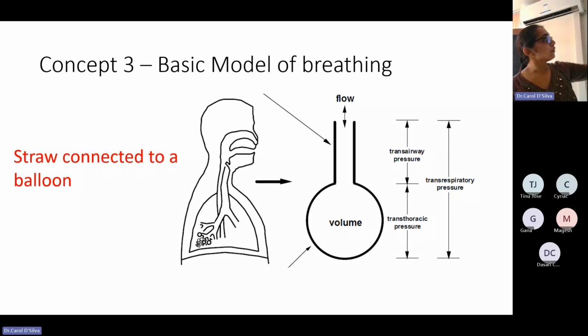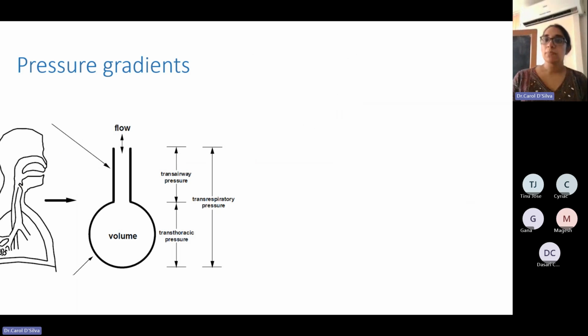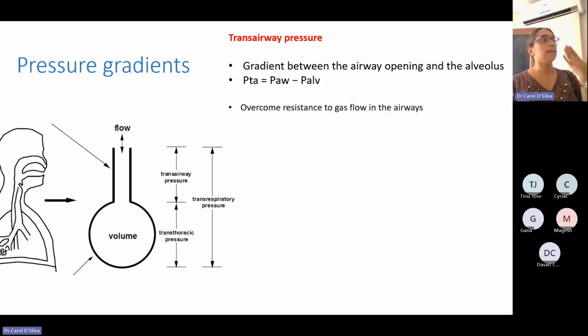Okay, the first one over here is the trans-airway pressure. Trans-airway pressure is nothing but the gradient between the airway opening and the alveolus. So this is basically from the mouth opening all the way to the balloon via the straw. So this basically is given by your airway pressure. Airway pressure is the pressure at the mouth opening, or at the endotracheal tube opening if the patient is ventilated, minus the alveolar pressure. It's simple. So this is exactly what your ventilator is doing, isn't it? It is giving a pressure through the endotracheal tube, and that has to be given all the way to the alveolus. And the pressure in a positive pressure ventilator is obviously higher because you're giving it via the ventilator.